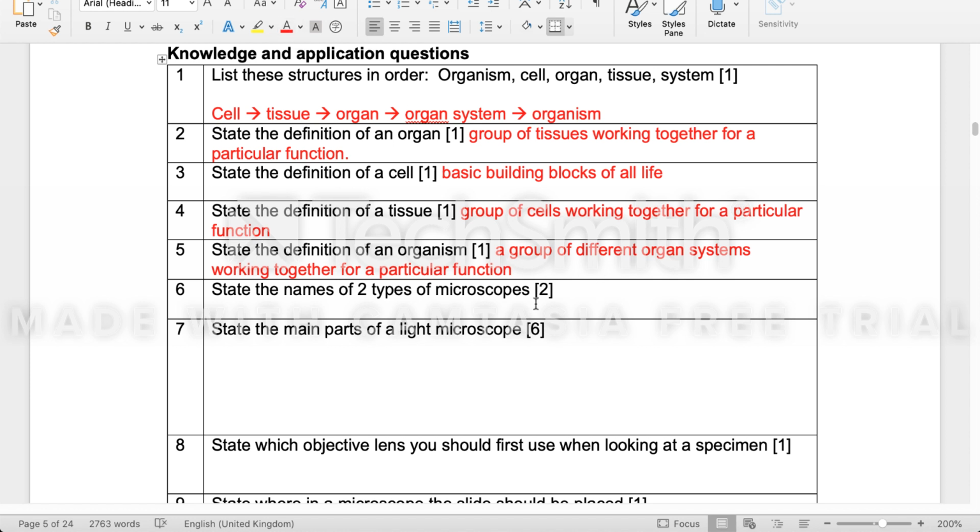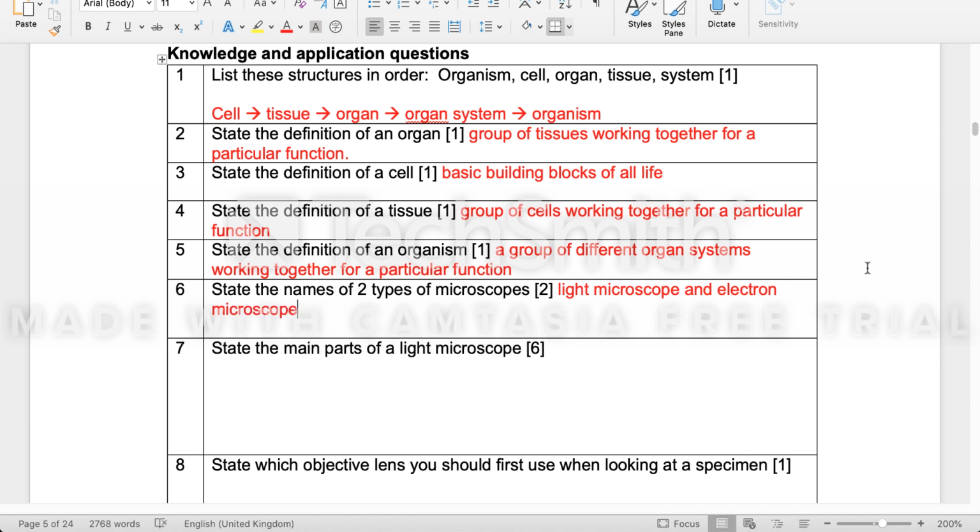Remember that these numbers on the side here represent how many points it'd be worth on an assessment. So this question right here, obviously you'd get 1 point for each type of microscope. And you have the light microscope and electron microscope. And I just realized you can put light and electron microscope. You don't have to put microscope twice.